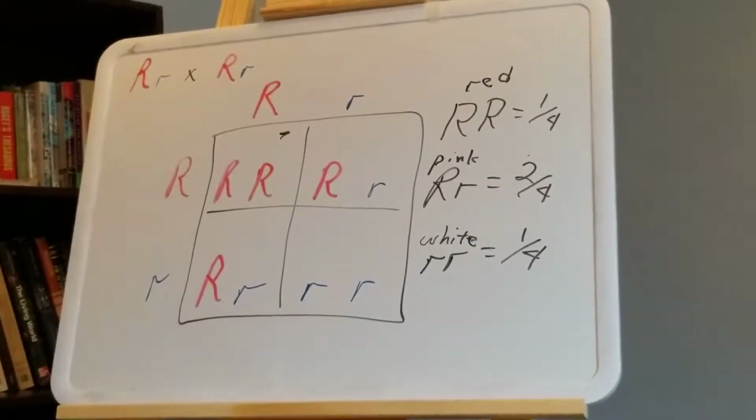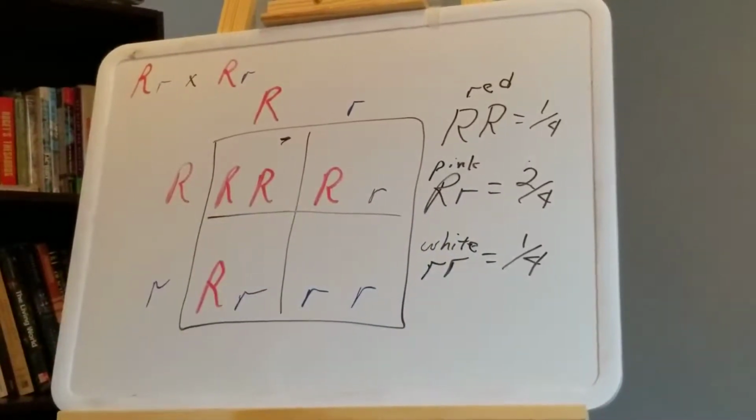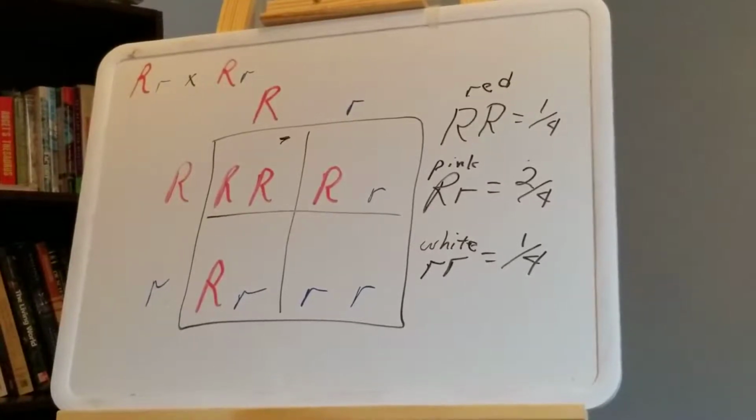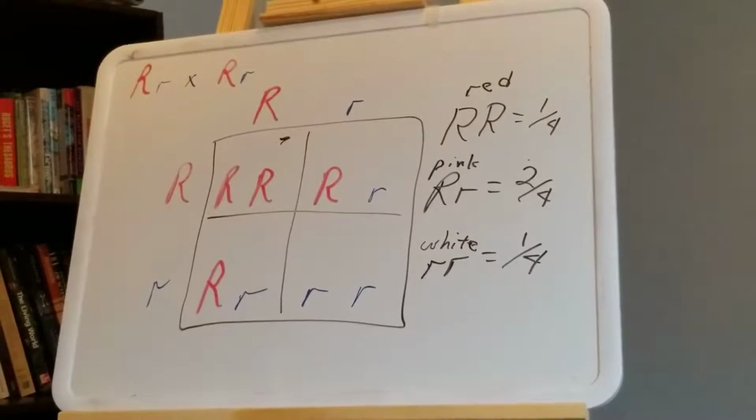So I said incomplete dominance. One is not dominant over the other. So you get this mixing, if you will. You get the phenotype is somewhere in between those two different traits.